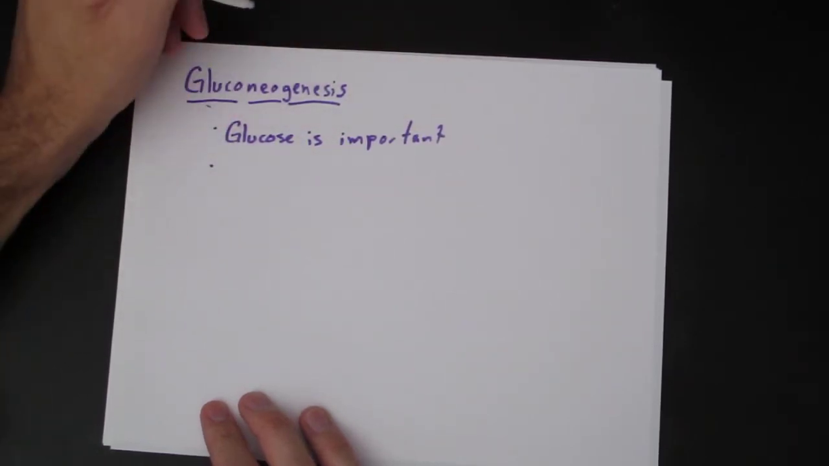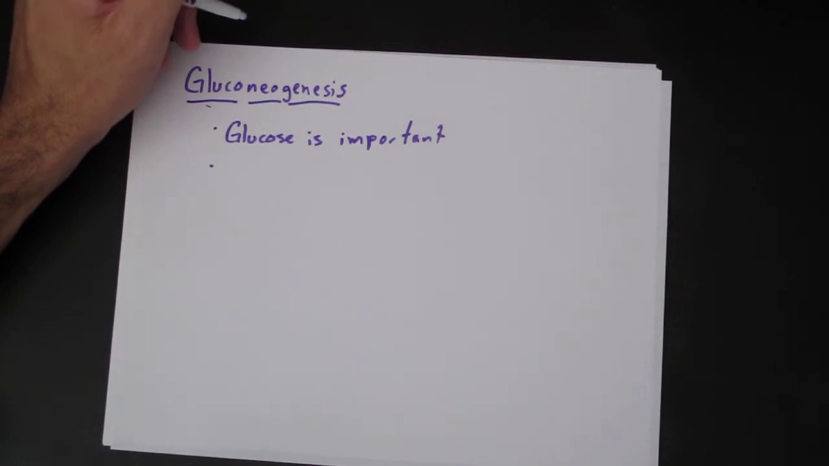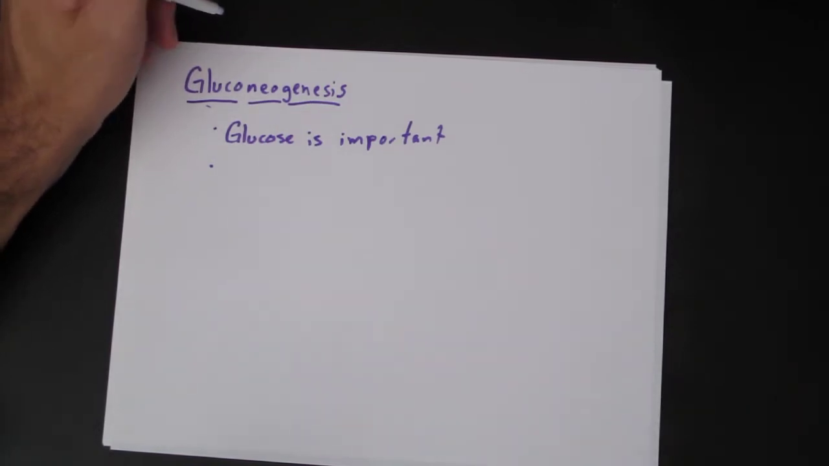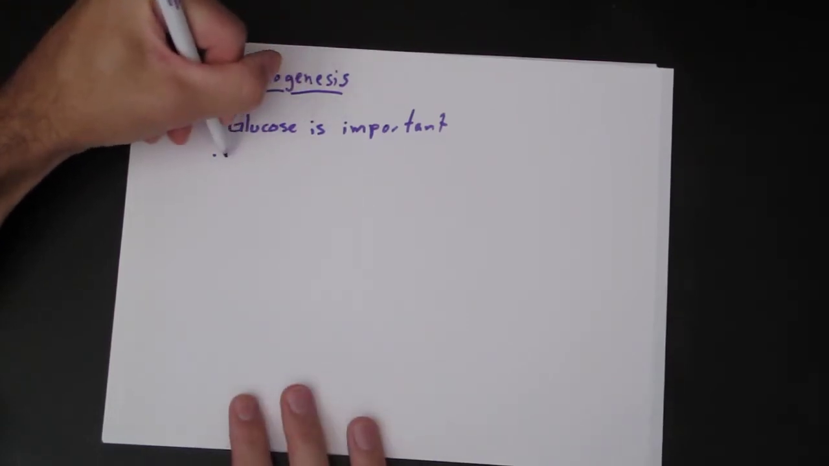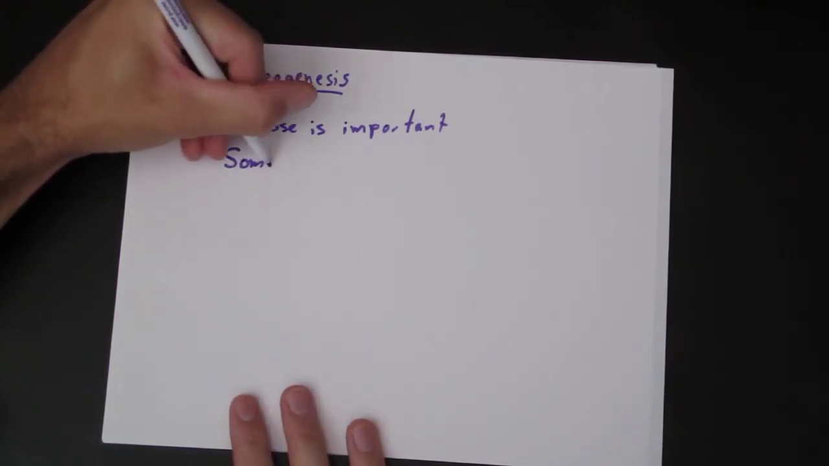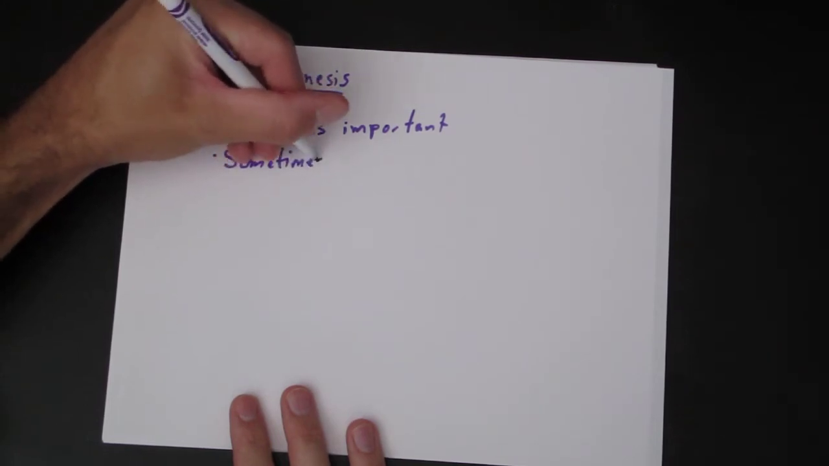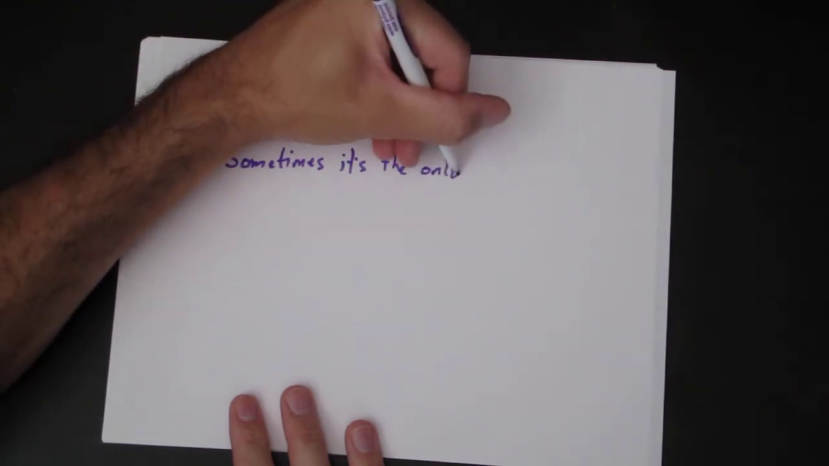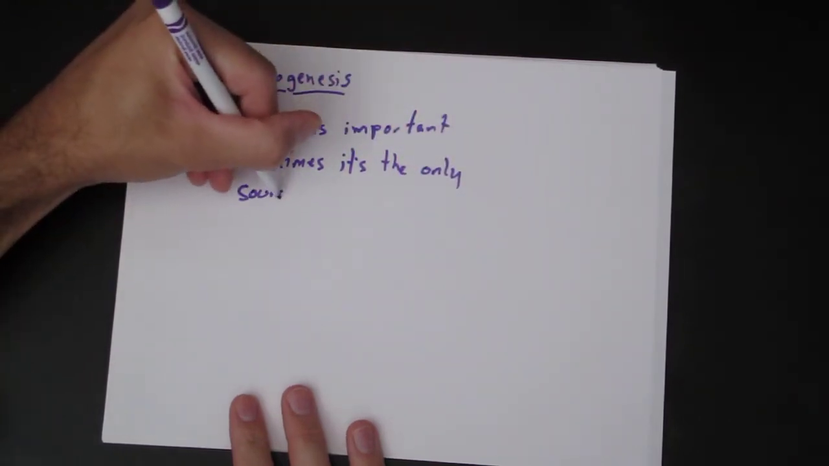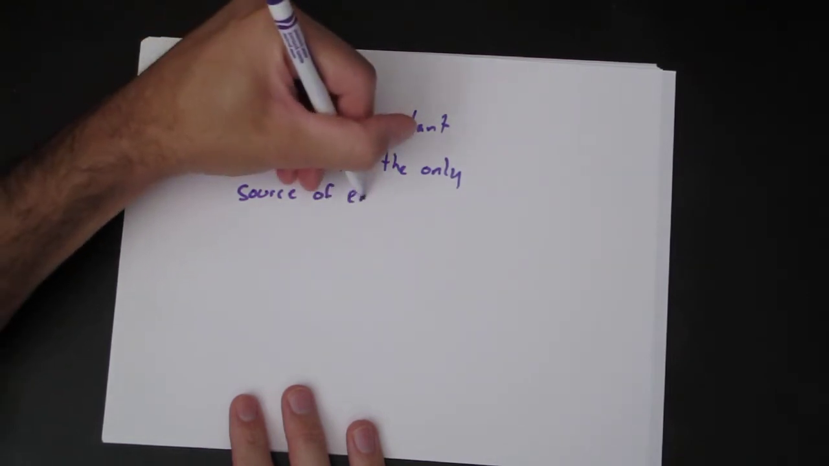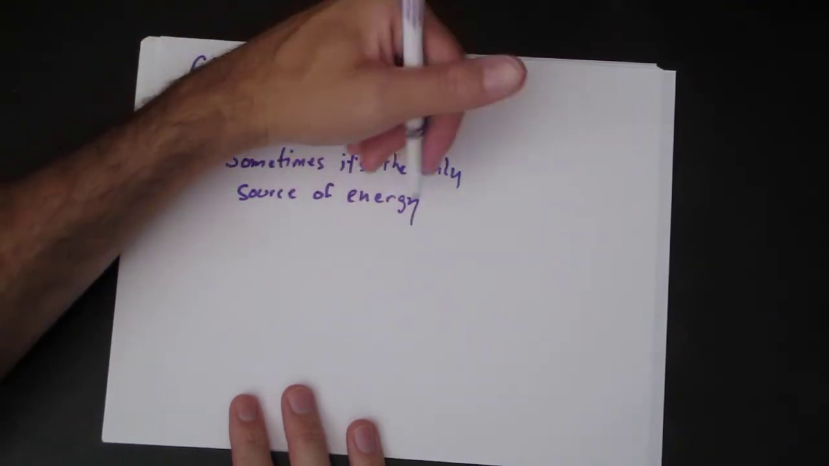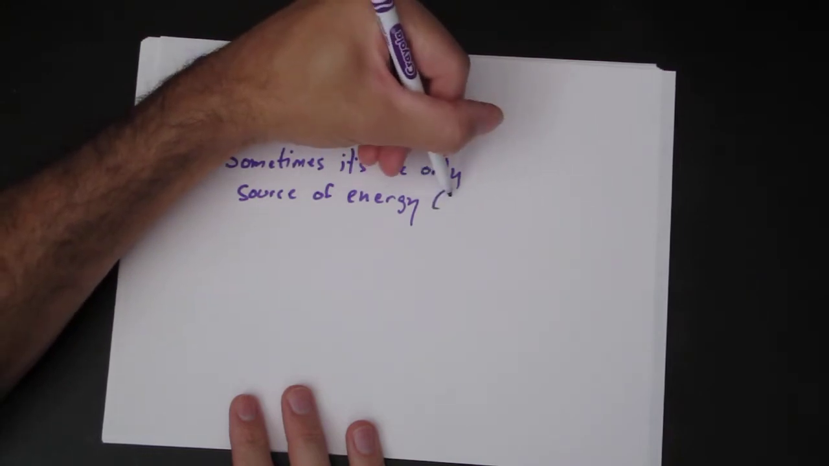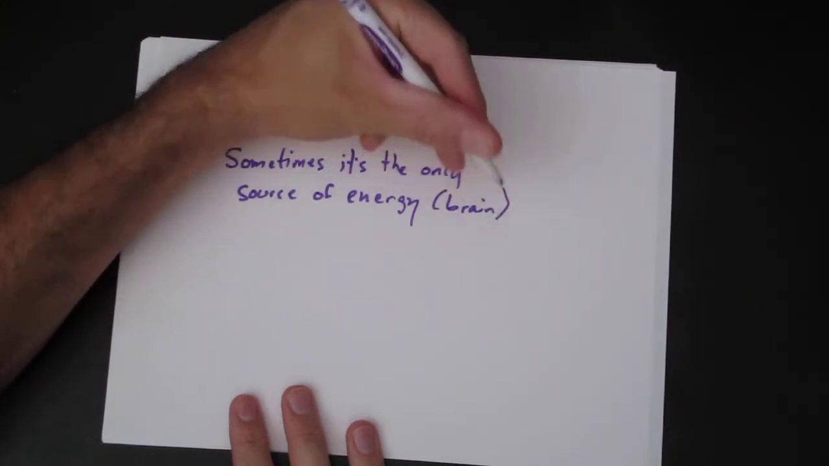In fact, for some tissues, it's the only substrate that can be used. Your nervous system, for instance, your brain, is only going to be able to metabolize glucose. It cannot metabolize fat or other sources. So sometimes it's the only source of energy. We'll remind you that that's happening in our brain.